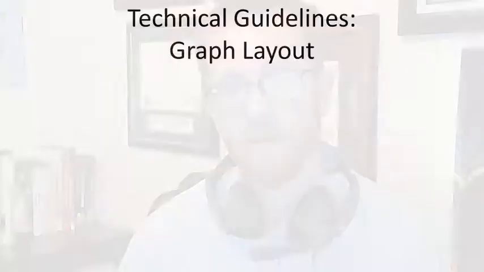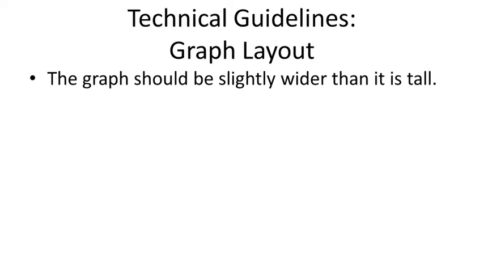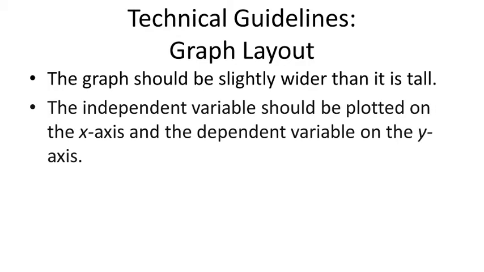So here's some technical guidelines from APA. When it comes to your graph's layout, it should be slightly wider than it is tall. So it should be a rectangular layout. The independent variable, if there is one, should always be on the x-axis, and the dependent variable should be on the y-axis. If they're both dependent, like if you're doing a correlation, putting up a scatter plot, then it doesn't really matter which one goes where. But if you have an independent variable, it should go on the x-axis.